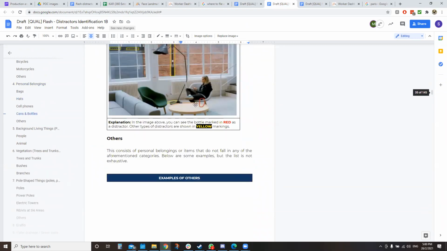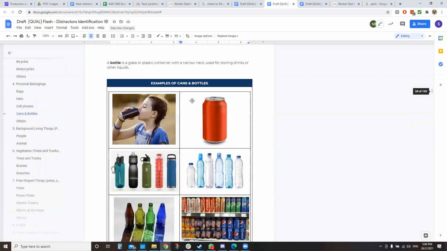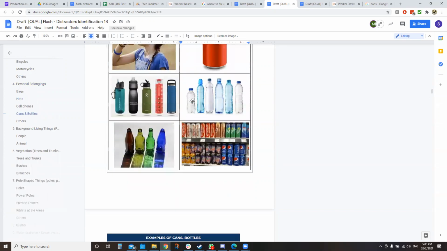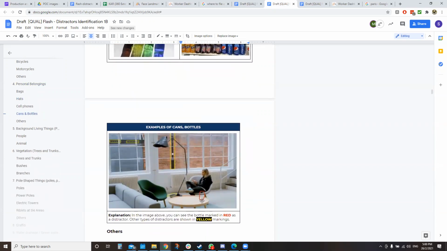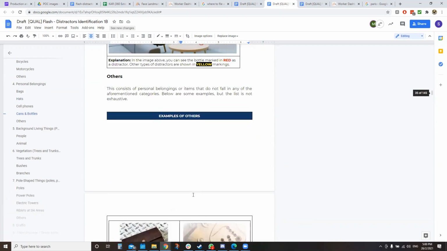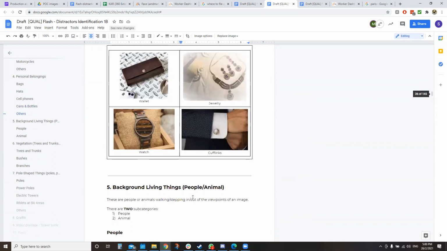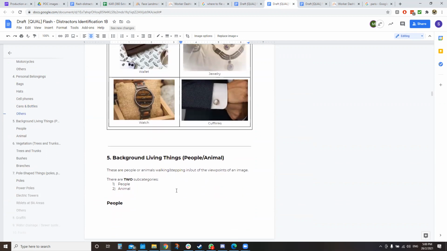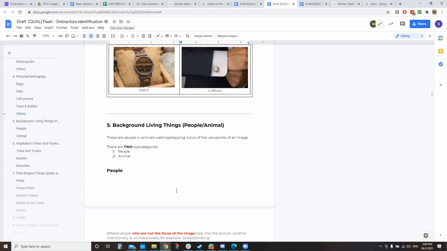Bottles, cans, whatever, glass, but cans and bottles. Is that a bottle? Oh yeah, water bottle. Okay. And then of course, others. Anything else that is distracting you from the focus. Again, please be a bit cautious. Always remember, you are not trying to change the entire focus of the image. Always remember that.